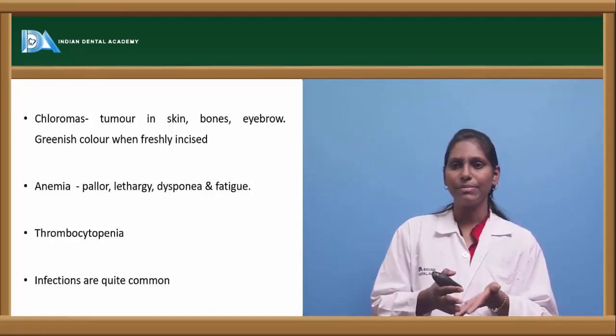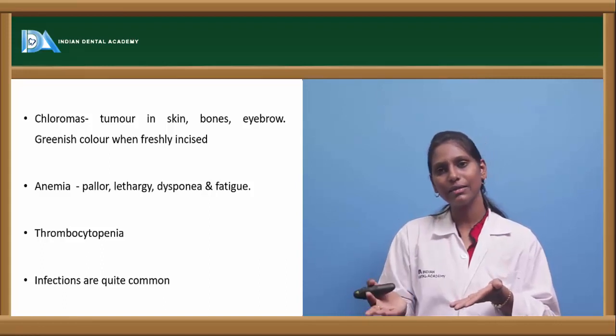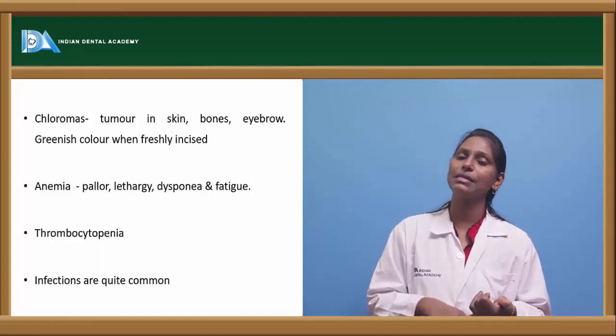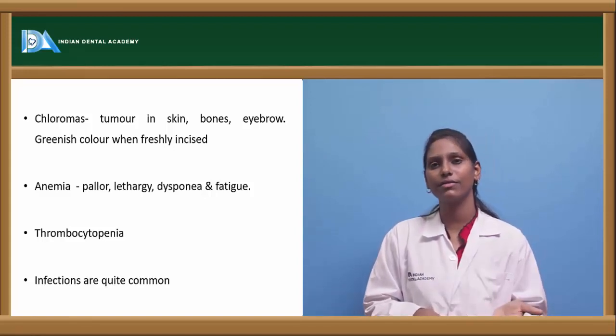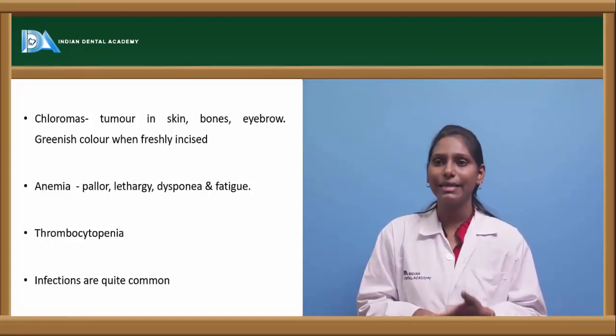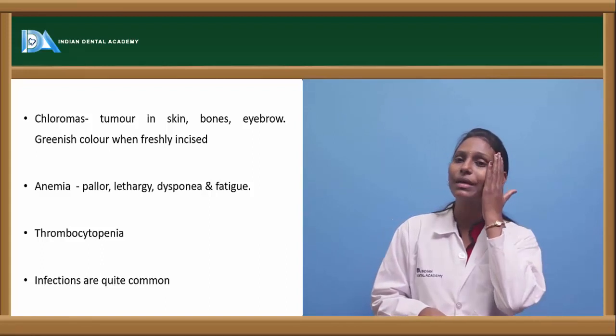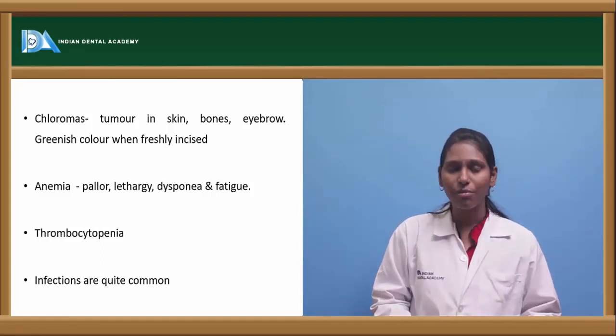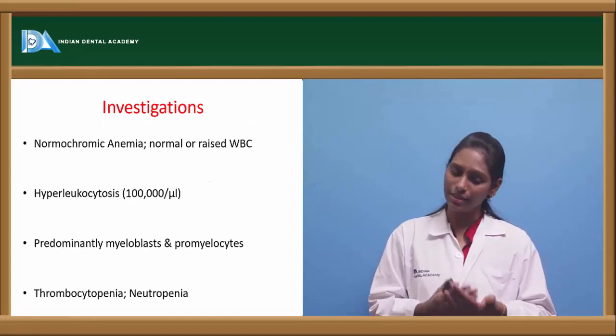Apart from this, there will be other cellular manifestations also. Because of decreased RBC there can be anemia, and clinical features like pallor, lethargy, dyspnea and fatigue can also be seen. Thrombocytopenia can also be seen. Infections are quite common in this because of non-functional WBC.